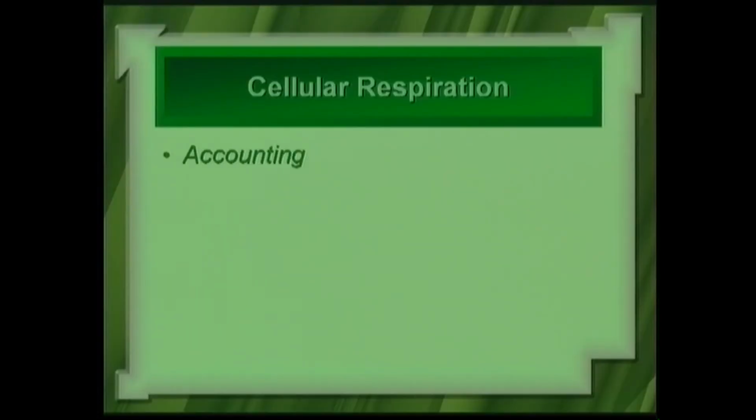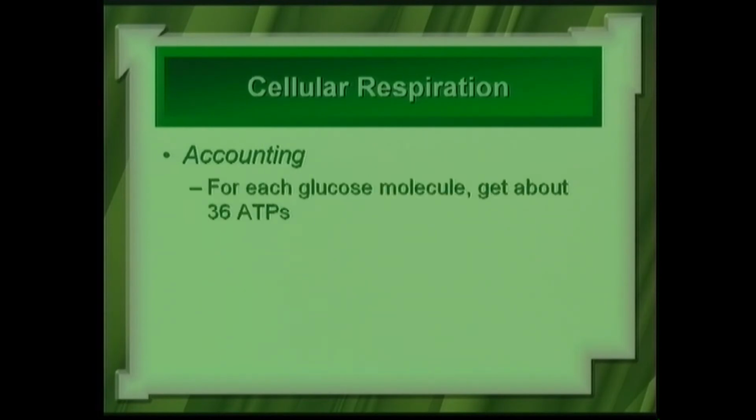Okay, so cellular respiration. We're going to do a little accounting for cellular respiration. For each glucose molecule that we start with, we end up with approximately 36 ATPs. These 36 ATPs are about 39% of the energy in the glucose molecule. That actually is pretty efficient. About 61% of the energy that is held in the chemical bonds of the glucose molecule is lost from the system. It's usually dissipated mostly as heat.